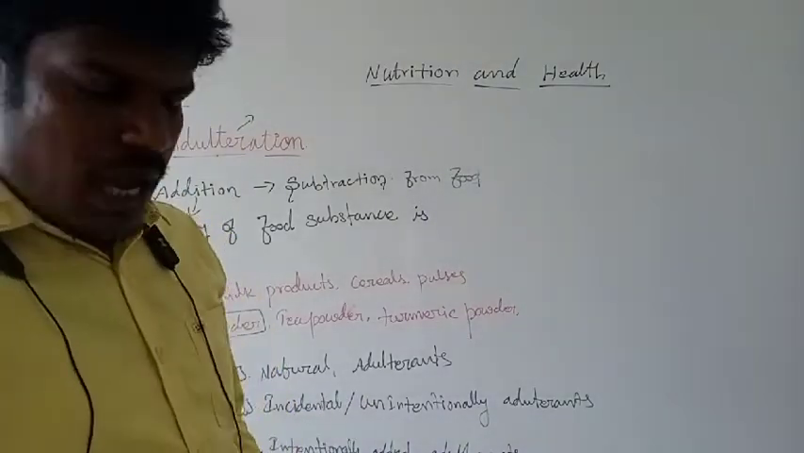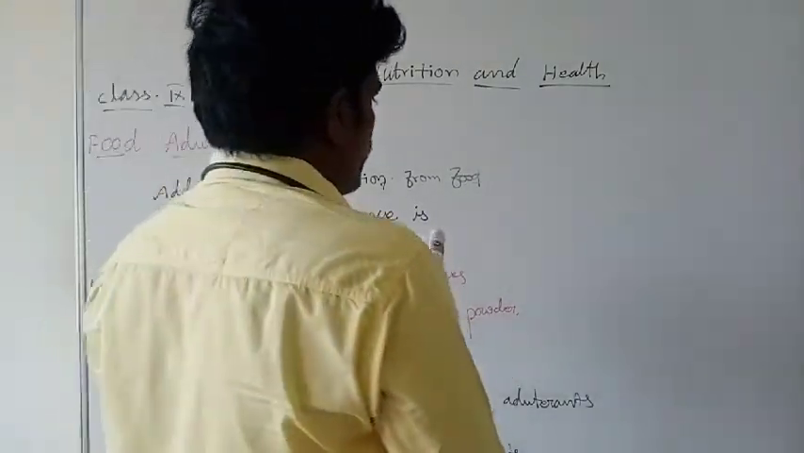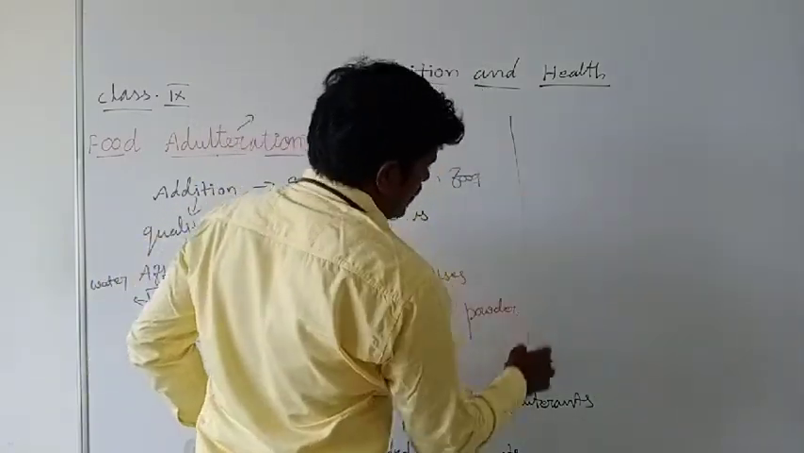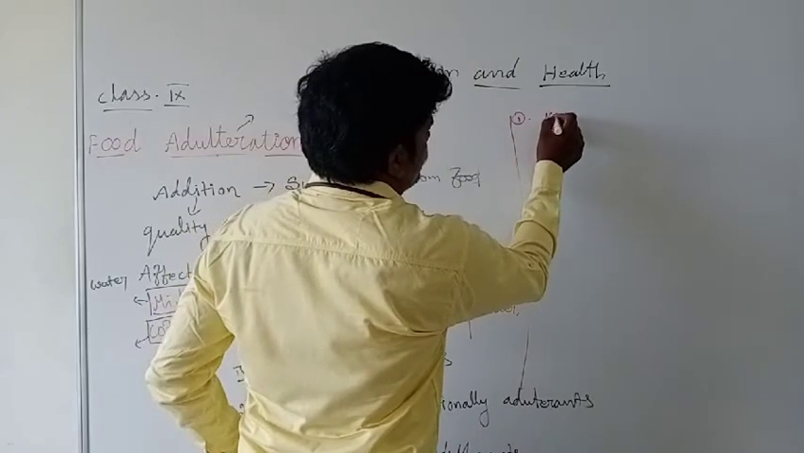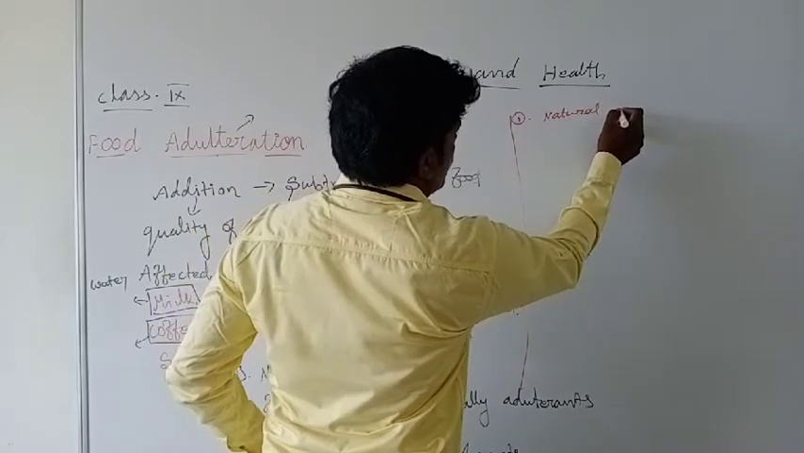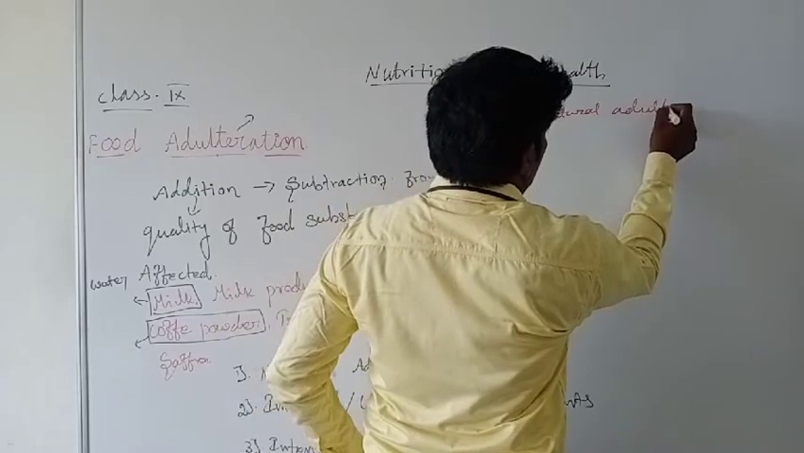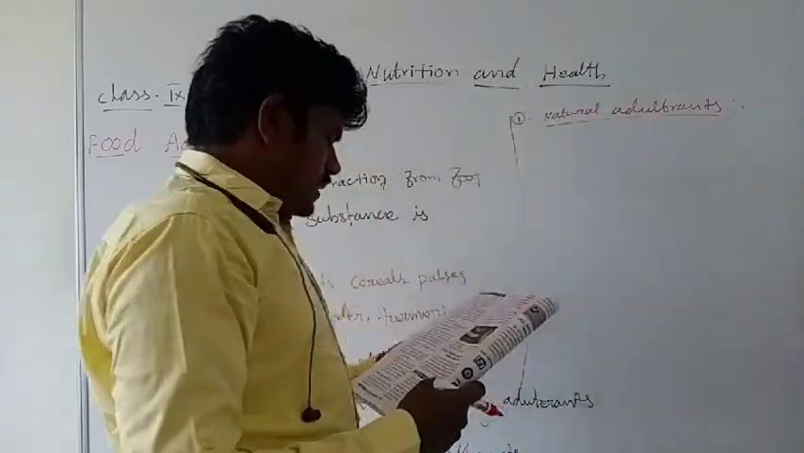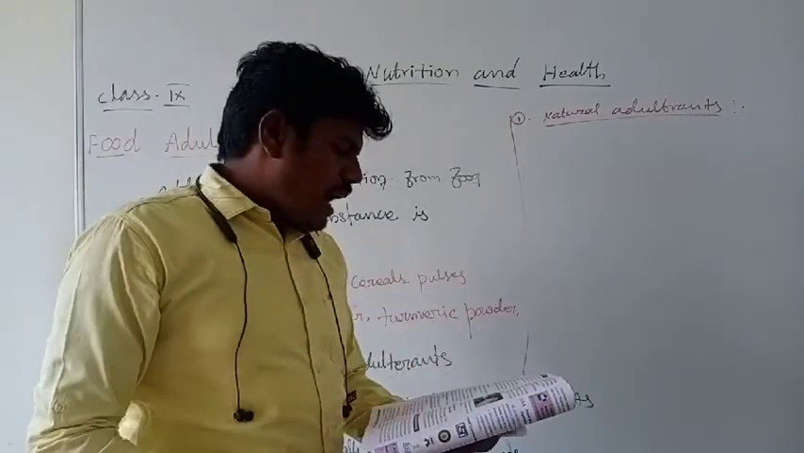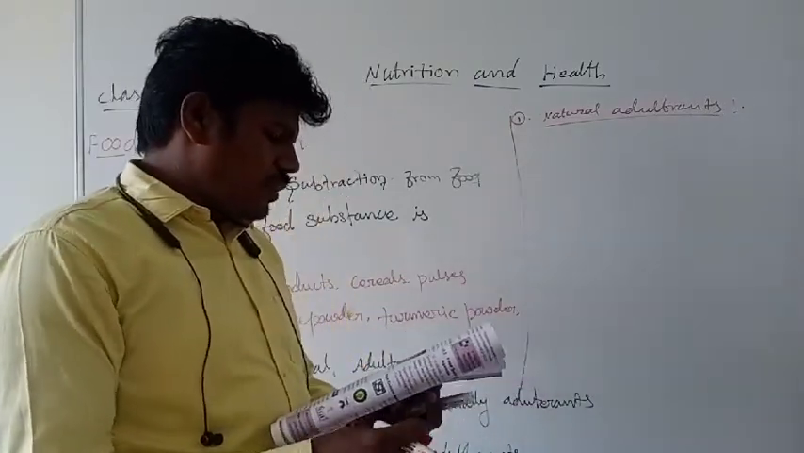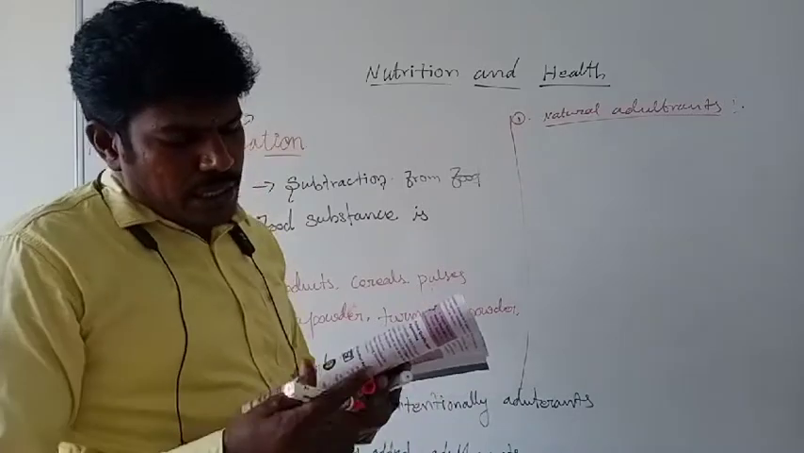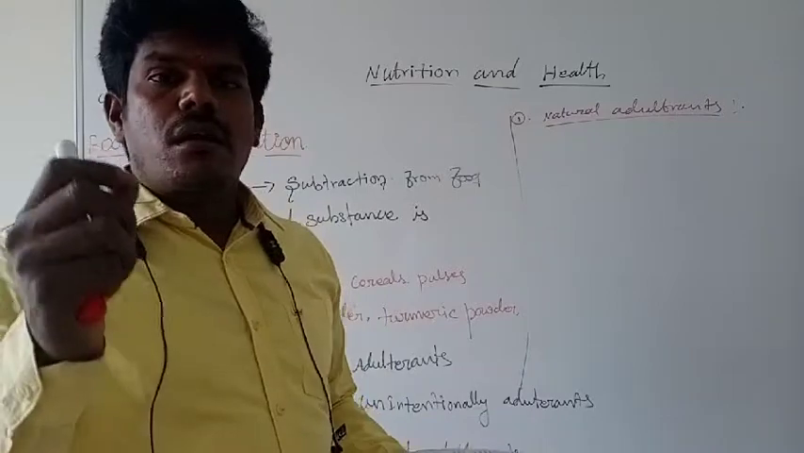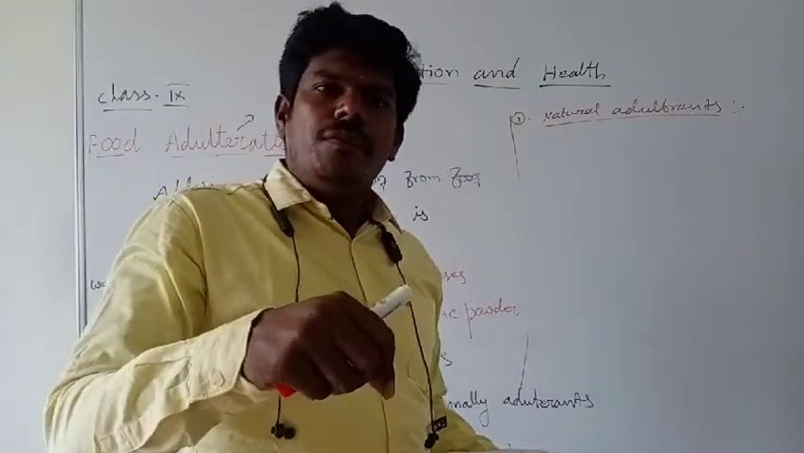I will explain them one by one. The first one is natural adulterant. Natural adulterants are those chemical or organic compounds that are naturally present in food.